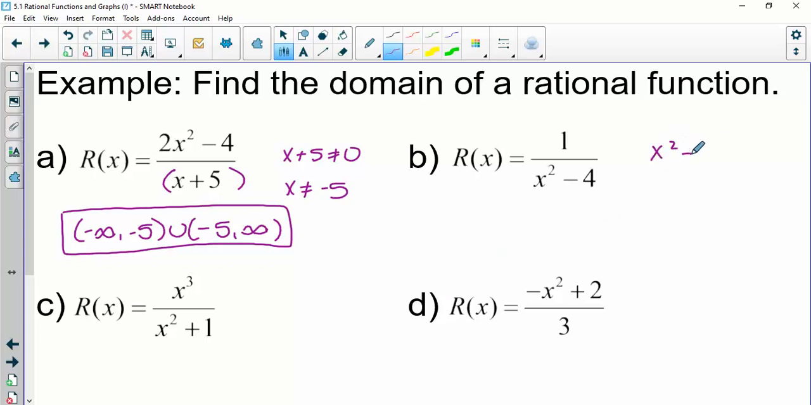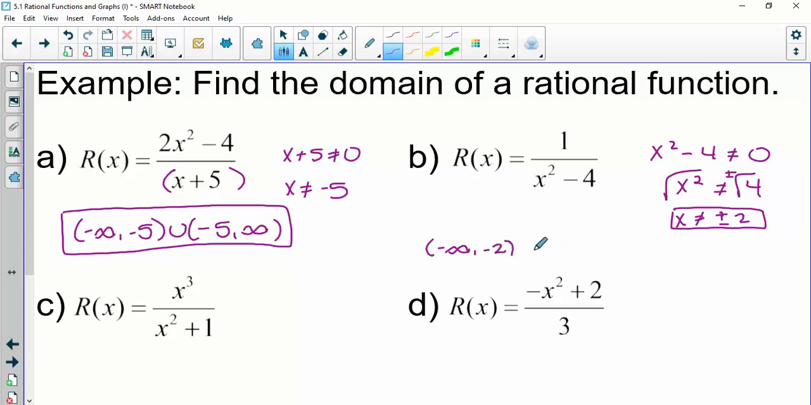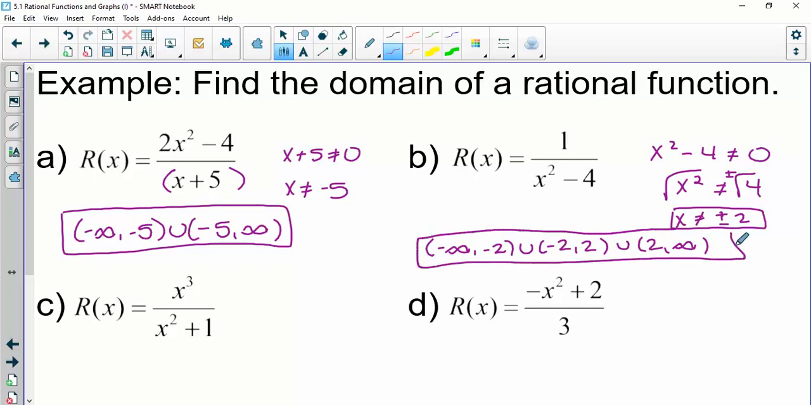So the denominator can't be 0. We do not care about the top at all. So that means x squared cannot be 4. Square root, plus and minus. So x cannot be positive or negative 2. In the past, I've always told you if it's more than one value x can't be, I will allow you to just list it like that. If you did interval notation, it's everything smaller than -2, everything between -2 and 2, and everything bigger than 2.